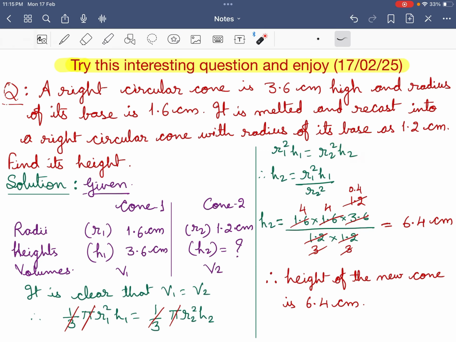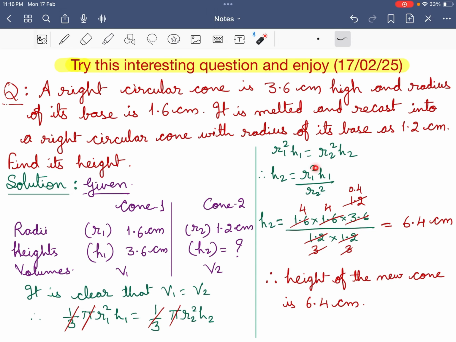When we need to calculate H2, we divide both sides by R2 square, and this R2 square will be cancelled. So H2 is equal to R1 square times H1 upon R2 square. That's what I have written here: H2 is equal to R1 square H1 upon R2 square. I hope till here it is clear. Now let's put in the values.